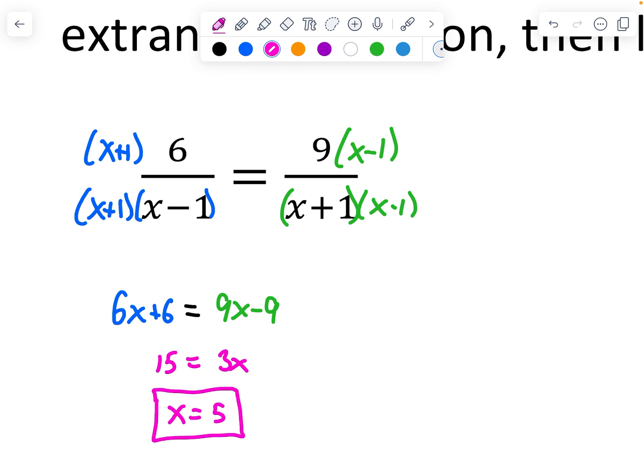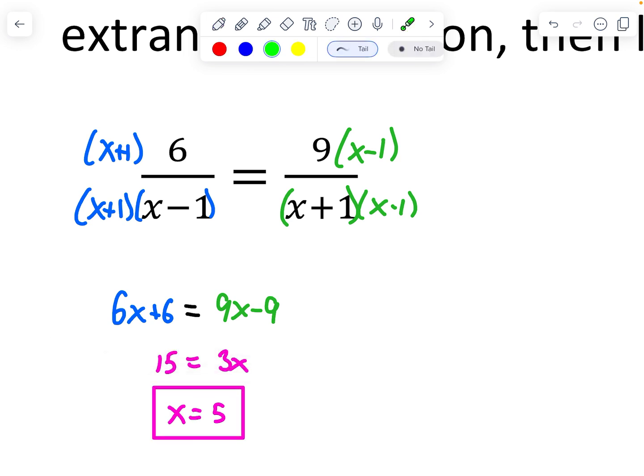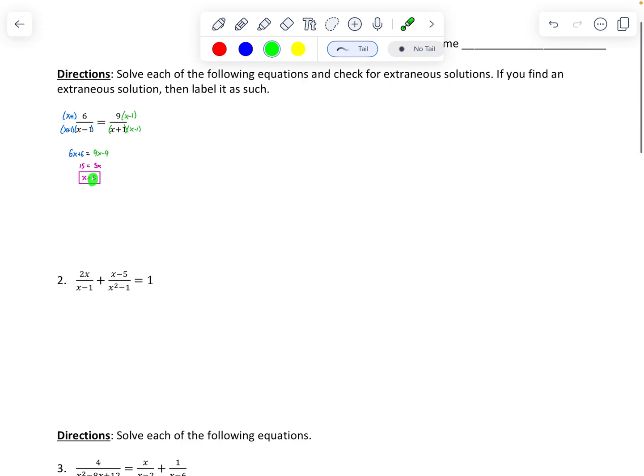Check for extraneous, but this one should work. Again, I think the only way that you get extraneous is if you plug in 5 and you get 0 either there or there. So we're not getting 0 on the bottom, so we're good.